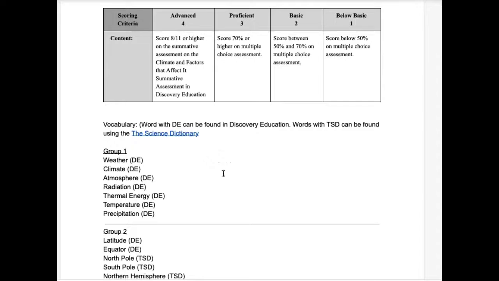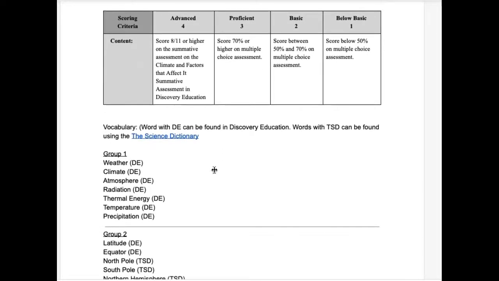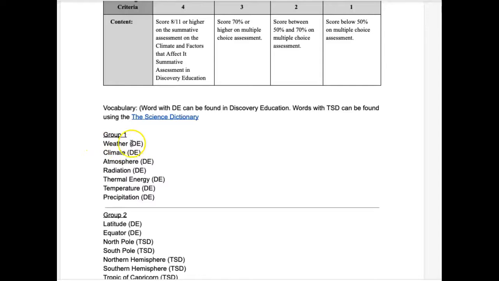What you want to do to prepare yourself for the summative, which is going to be in class, depending on what day you have science, either Thursday or Friday, to be really prepared, you're going to want to make sure you know all these vocabulary words and the different groups. So weather, climate, atmosphere, radiation, thermal, energy, temperature, precipitation. Those are all from group 1. Remember, if they have a DE next to them, that means you can find those words in Discovery Education.